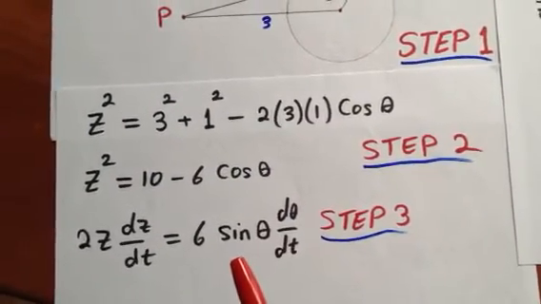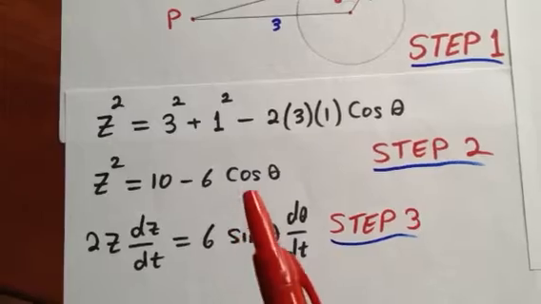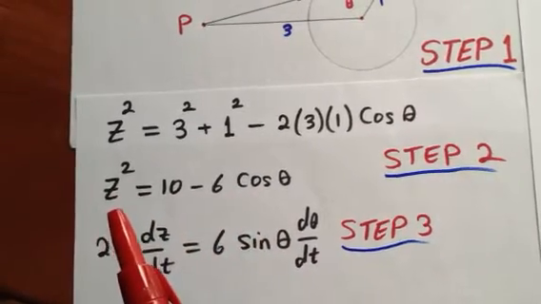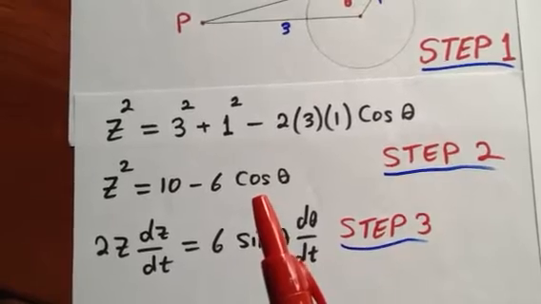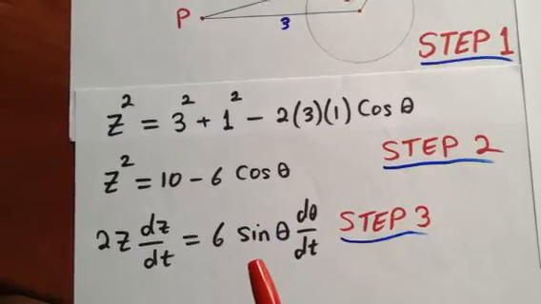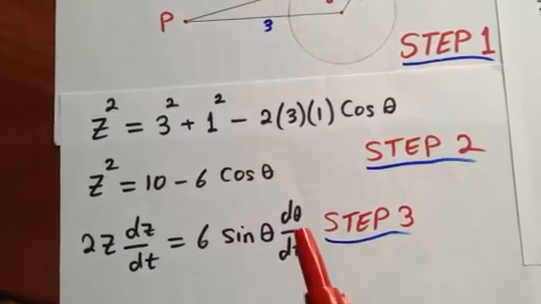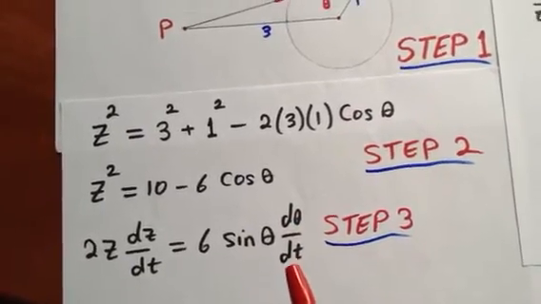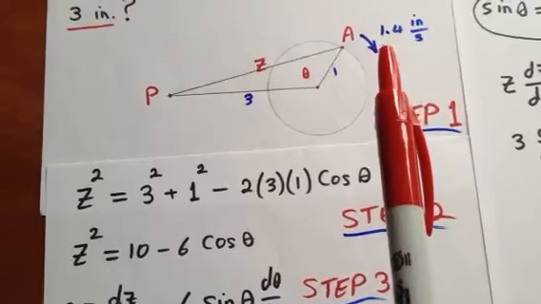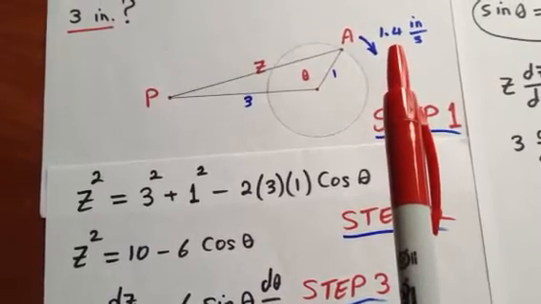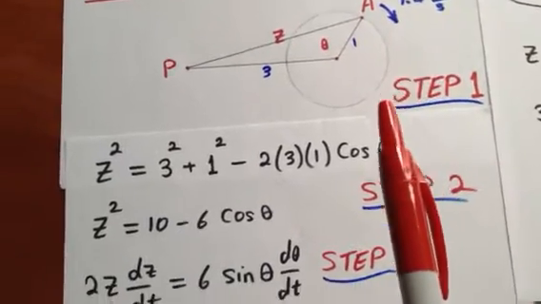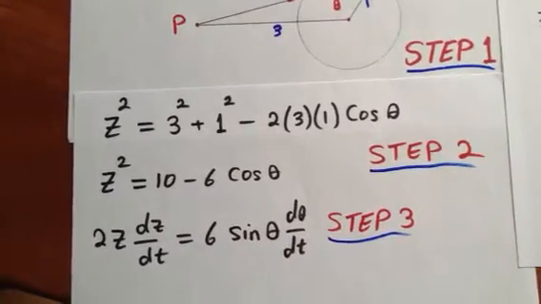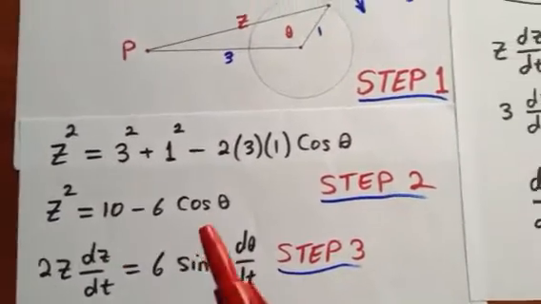To plug in the value of sine theta, we can use this relation where z is 3. We find cosine and then use it to find sine. And we can also figure out dθ/dt by knowing the rate at which the ant is moving. So let's start with finding sine theta.